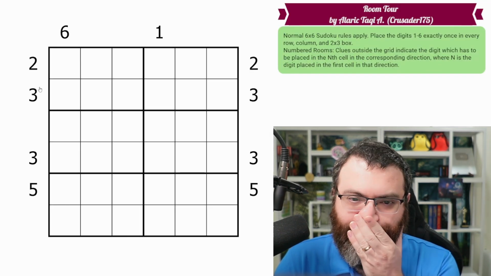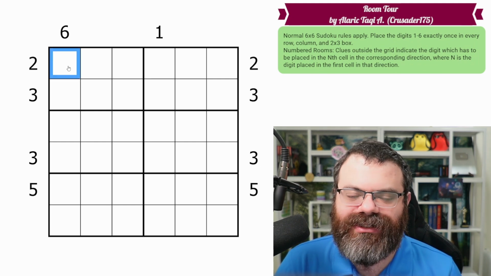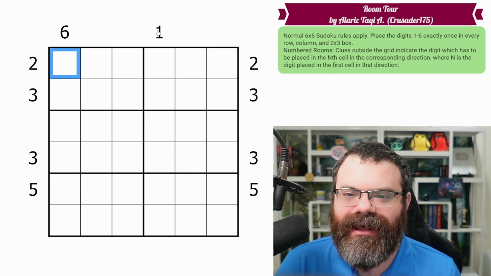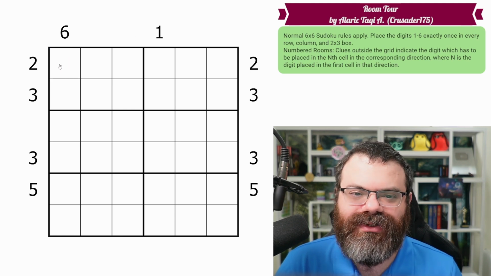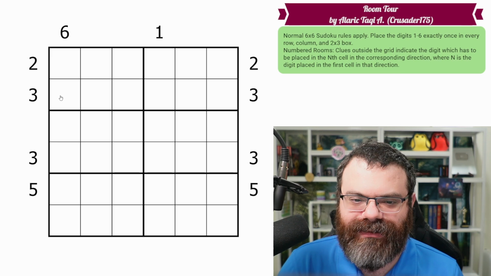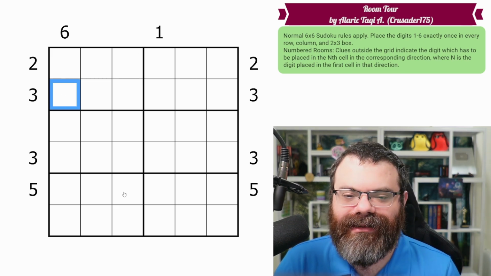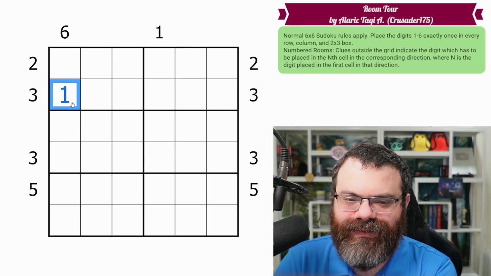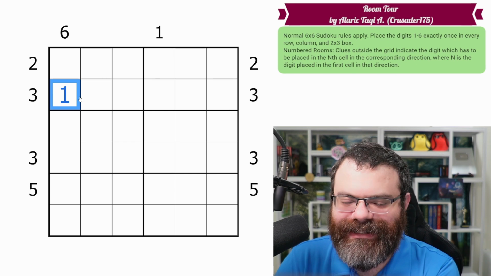Okay, so with numbered rooms, I always think about how there are 2 digits you can't put next to a numbered room clue. The 1 is an exception. So if it's not a 1 clue, there are 2 things you can't put next to it. So let's think about this 3 here. Just in isolation, we can't put a 1 next to this 3, because if we try to put a 1 next to it, that's occupying the spot that we're trying to put the 3 into. So we just cannot do that.